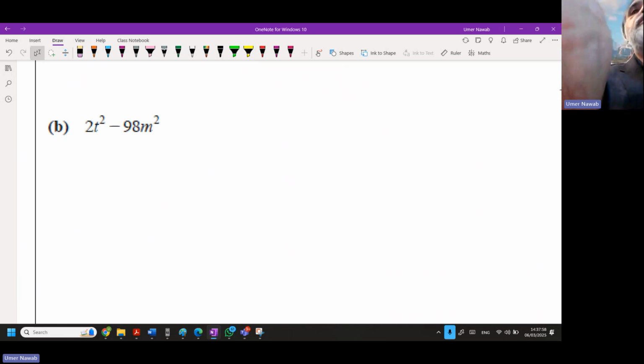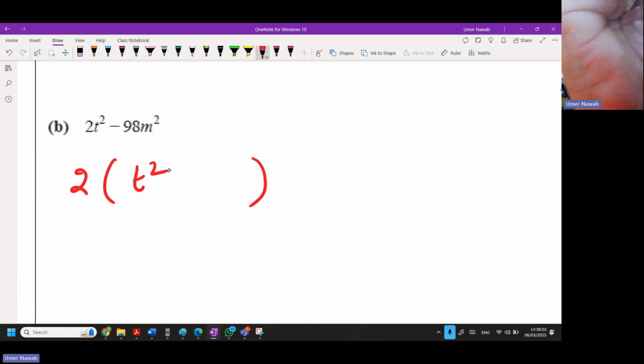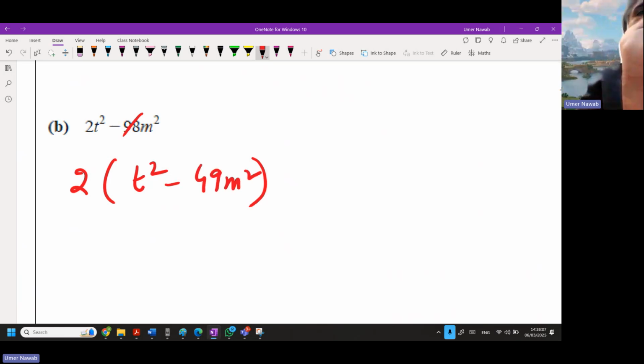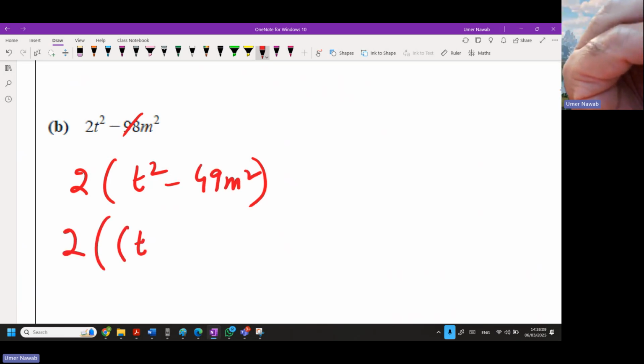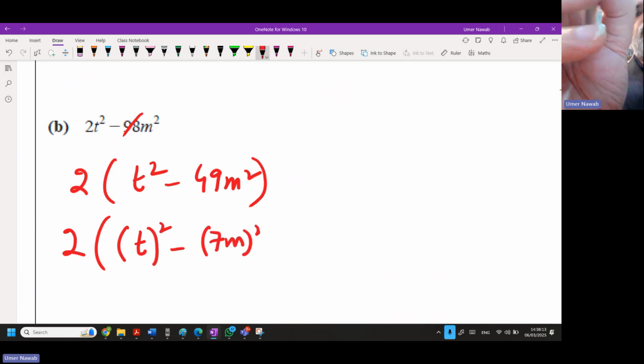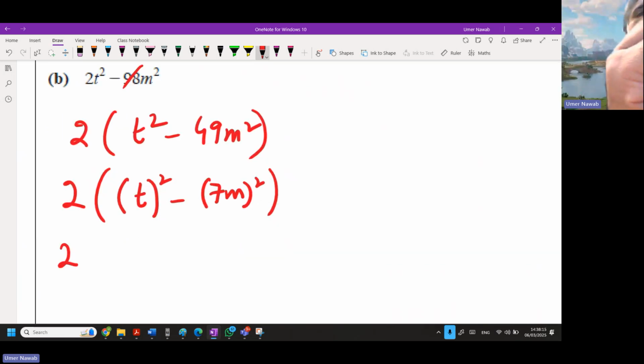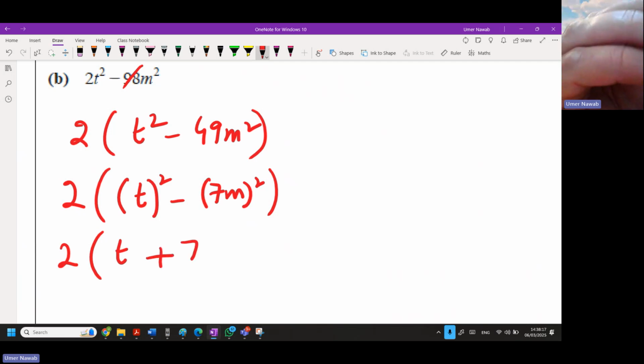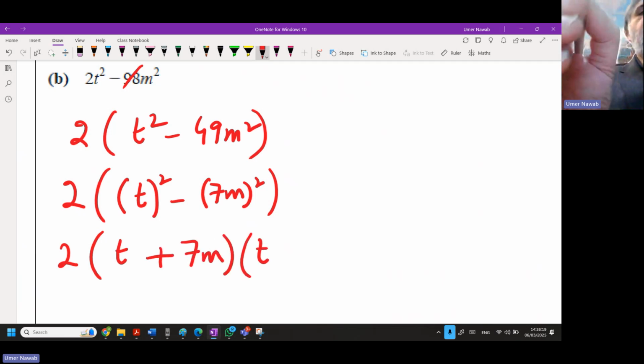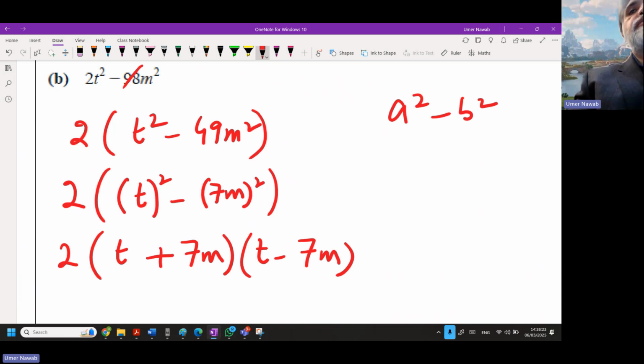What is common in these two terms? Guys, 2 is taken common. So t squared, 98 divided by 2 is 49 m squared. So 2, I can write t as t squared. So 49 m squared can be written as 7m whole squared. So 2, one time I will write t plus 7m, and the second time I will write t minus 7m, which formula I have used: a squared minus b squared, which is a plus b and a minus b.